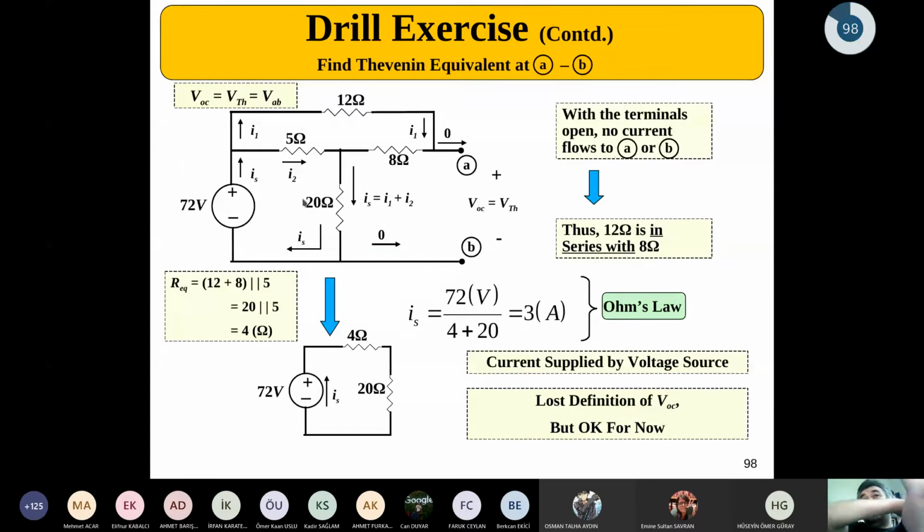Now, for the Thevenin voltage, you can use a node analysis or a mesh analysis, whichever you want. In here, your book used kind of, it really is a nodal analysis.